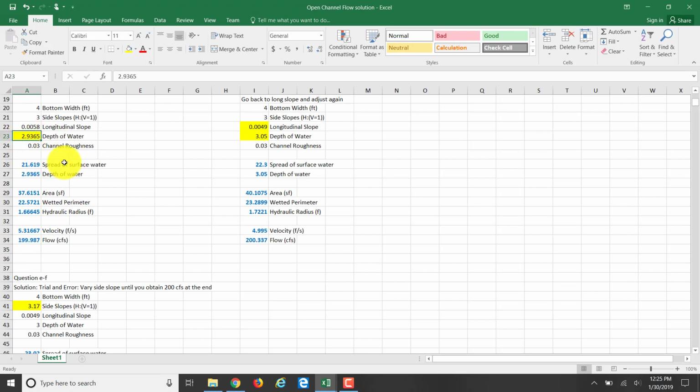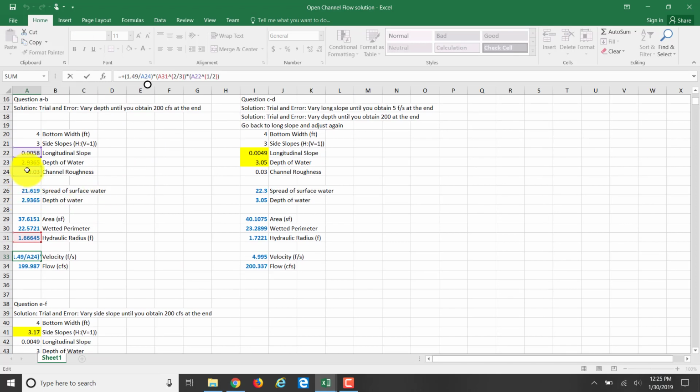So I've just been playing around with the depth of the water because I have everything else locked in here based on the problem. And now I've got that as 199.987. That's pretty close. You can do it a little bit further if you wanted. But now that I've done that, I see that my velocity is 5.31. So what I've done over here is, here's my Manning's formula, which is 1.49 over A24, which is my channel roughness.